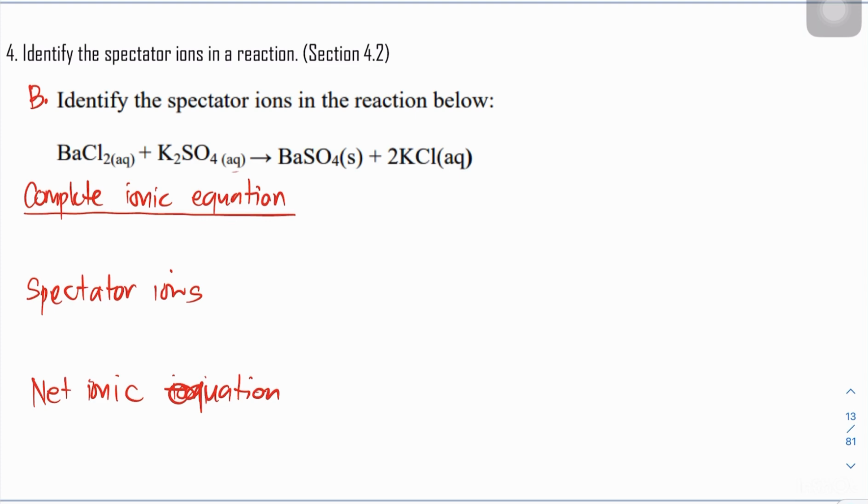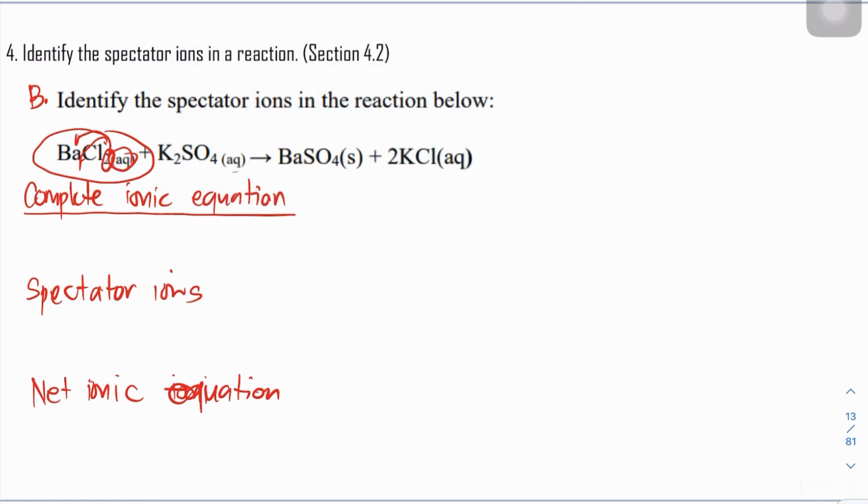So we will start here. Since this is aqueous, we can break it down into Ba plus 2. Ba is here, and the 2 there is coming from the Ba. And then Cl is 1, so that is Cl minus. Don't forget to write aqueous. I will use blue for ease.